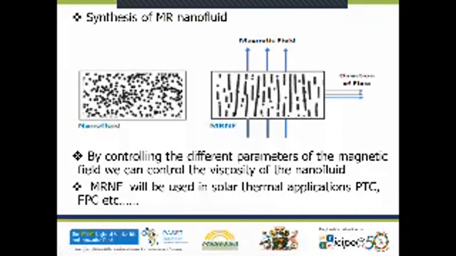And after adjusting the viscosity, now we can use that for solar thermal applications, such as in PTC, parabolic trough collectors, in FPC, flat plate collectors, and vacuum tubes, and so on.